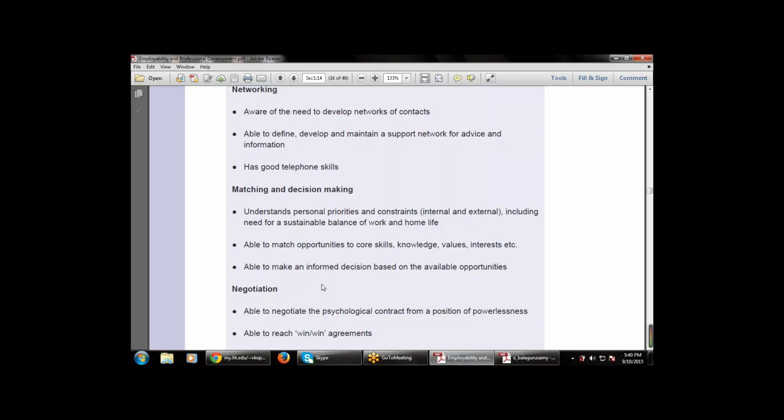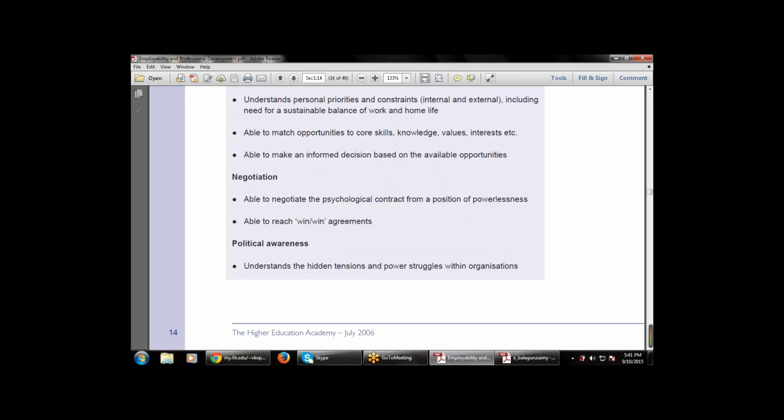Then next is negotiation, that is, being able to negotiate the psychological contract from a position of powerlessness. That is how to manage or negotiate the psychological contract from a position of powerlessness. Then being able to reach a win-win agreement, that is, meeting the condition where both sides win, the receiver side as well as the buyer side. That is the win-win agreement.